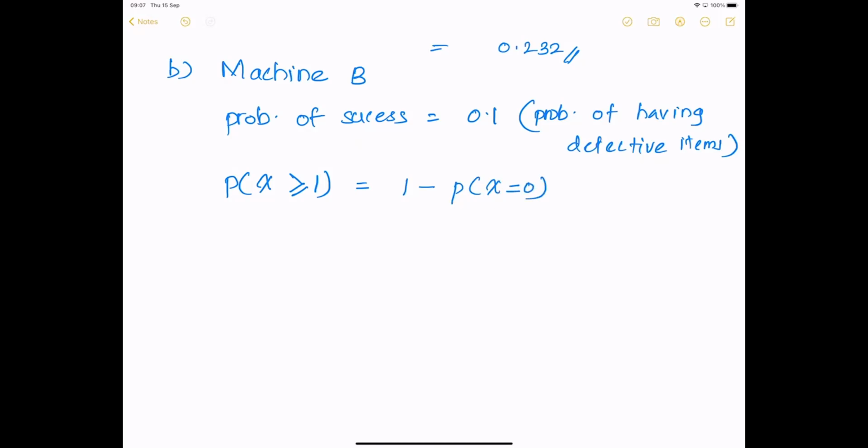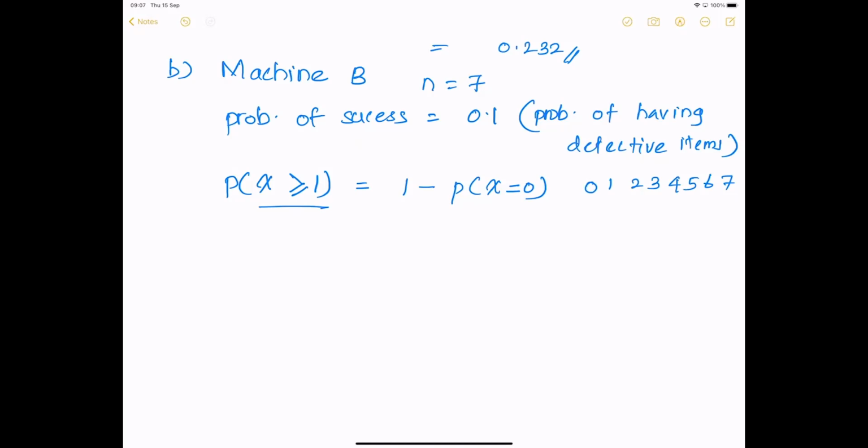Therefore, what is the meaning of that one? X greater than or equal to 1. 1, 2, 3, 4, 5, 6, up to 7, right? Here the number of trials they have mentioned as 7. If you want to take that one, we can simply do 1 minus that one, right? We are referring to 0, 1, 2, 3, 4, 5, 6, 7, right?